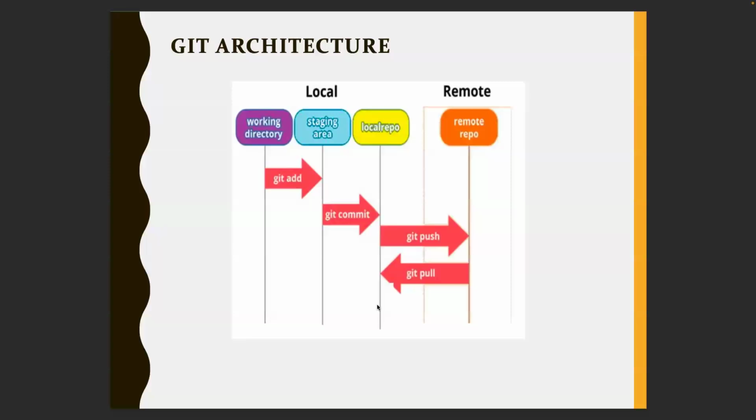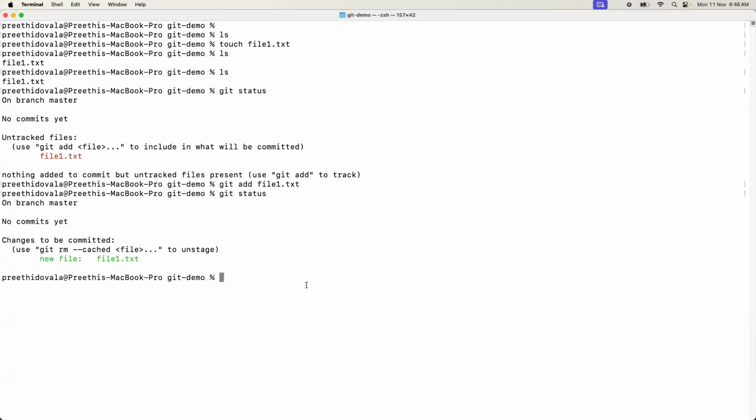Where is the staging area? Always keep this architectural diagram in your mind. It is asking me to commit, which means, where is that file? From where can you commit? From the staging area, right? So now what do we do? git commit -a, okay, -m.